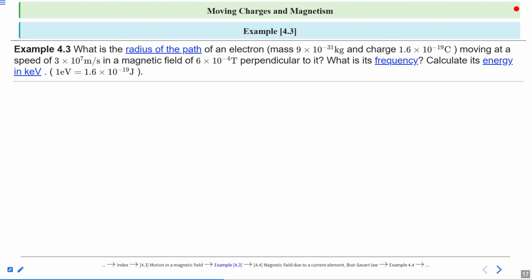So you have to list all the things that is given in the question first. Then what is to be found? Radius of the path. Second, frequency and energy in kilo electron volt. And 1 electron volt is given. What is kilo electron volt? 1000 electron volt. Okay, so if 1 electron volt is 1.6 into 10 to the power minus 19 joule, then 1 kilo electron volt is multiplied by 1000. So 1.6 into 10 to the power minus 16 joule. Got it? Now let's see the solution.